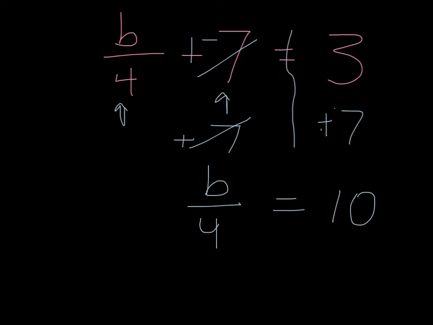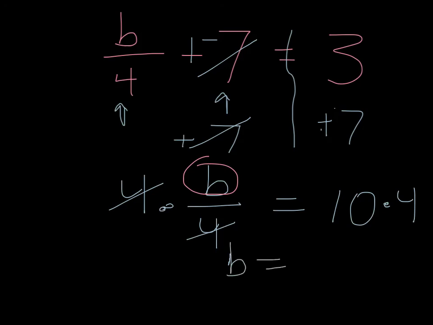Now we still aren't done yet. We still have to get the b by itself. That's our goal. So how do we do that? We multiply this side by 4. That cancels the 4 because we had division there. And then we multiply this side by 4. And so our final answer becomes b equals 40.